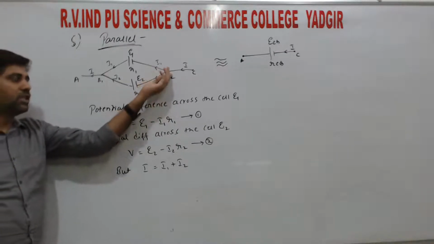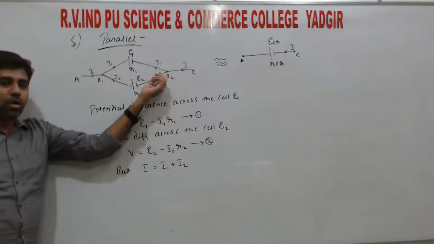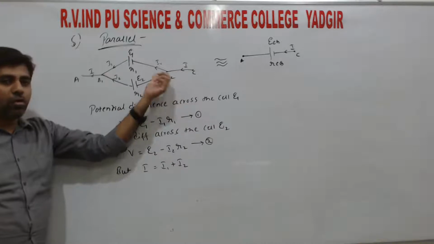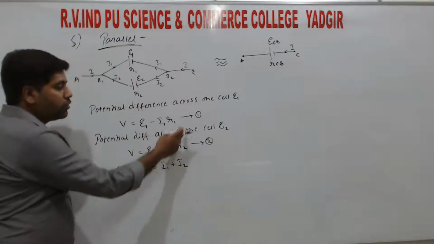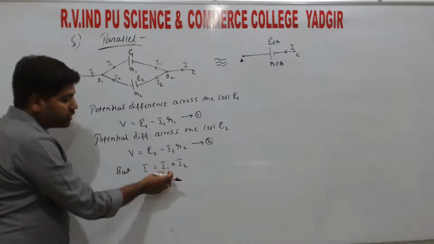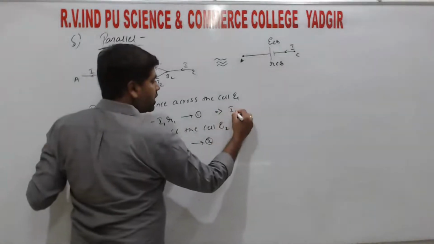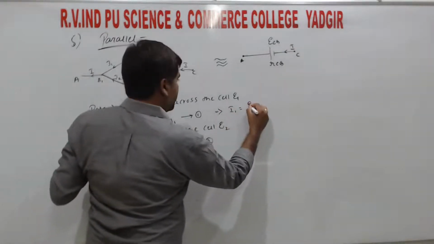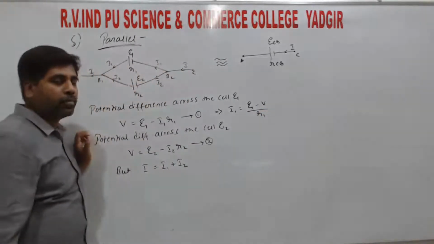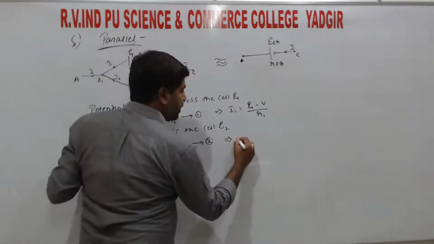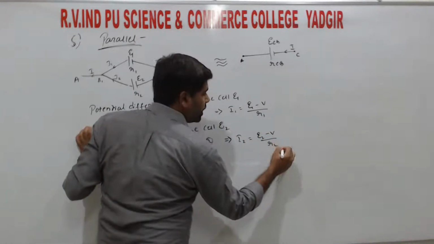Here applying Kirchhoff's junction rule is also the same. Input current is equal to output current. So I is equal to the two output currents, the currents going out, right? So I is equal to I1 plus I2, right? So from equations 1 and 2 we need to substitute the values of I1 and I2. So from this we can write I1 is equal to E1 minus V divided by R1. Again from the second relation we can write I2 is equal to E2 minus V divided by R2.